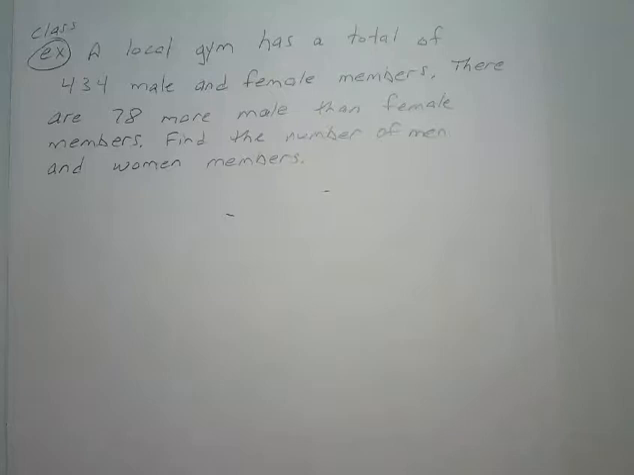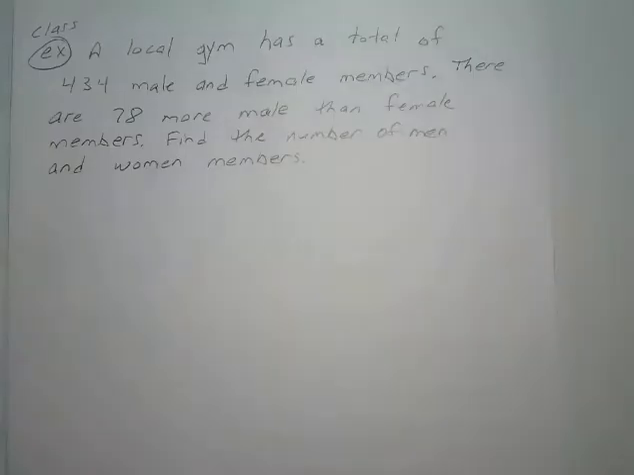All right. So for this one, a local gym has a total of 434 male and female members. There are 78 more male than female members. Find the number of men and women members. All right, so I want you to press pause and give this one a try. Then we'll come back and solve it. All right, so assuming you've pressed pause and you've worked this one out already, we're going to go ahead and solve it.